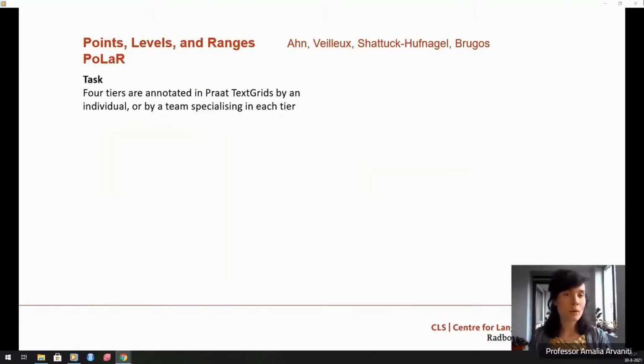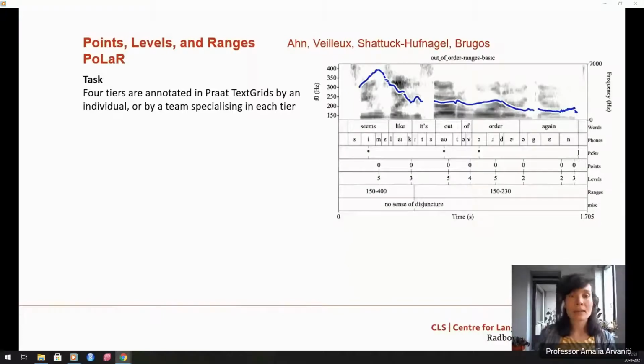To get started with POLAR, you can download the guidelines, which are available on the POLAR website, linked to on the previous slide. Once you get annotating, there are 4 tiers that you will use, and these are in part text grids. One annotator can annotate across all the tiers, or different people can specialize in annotating the different tiers. Here we have an example of a POLAR annotation. These are the relevant tiers.